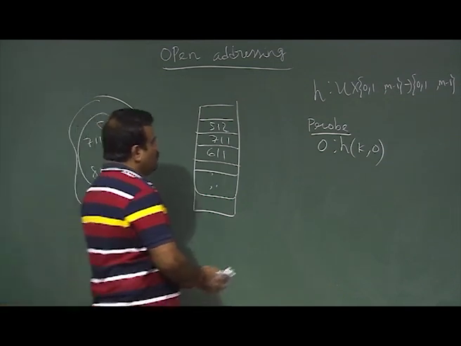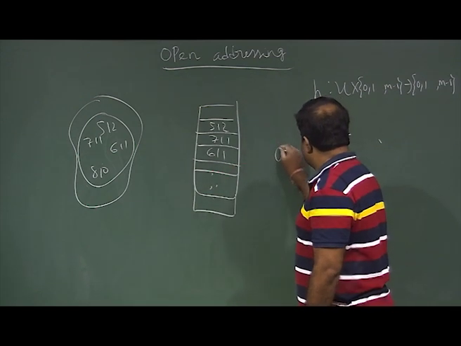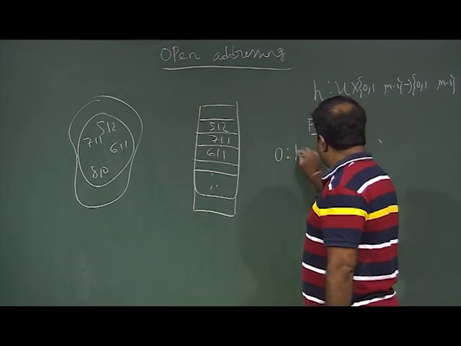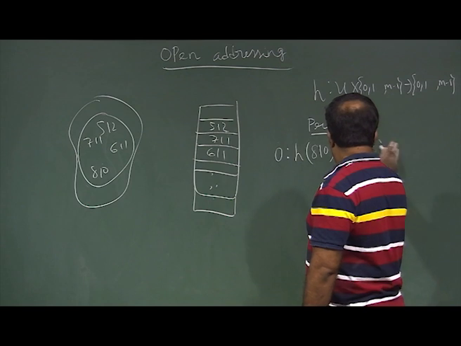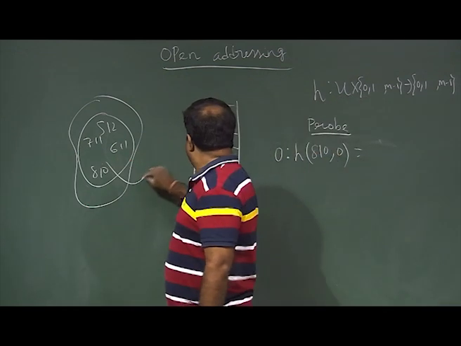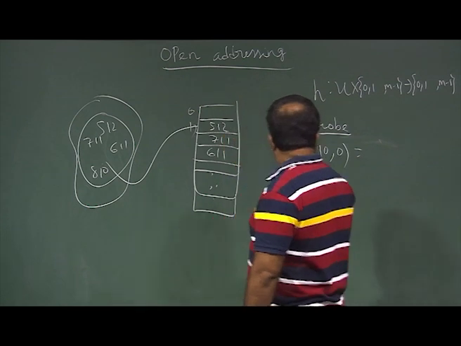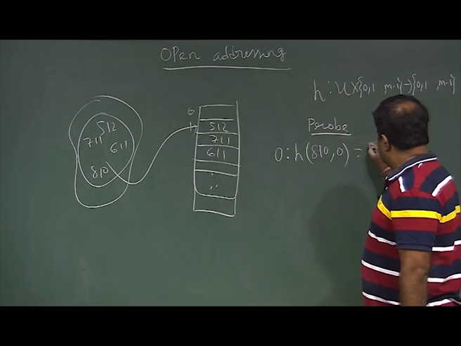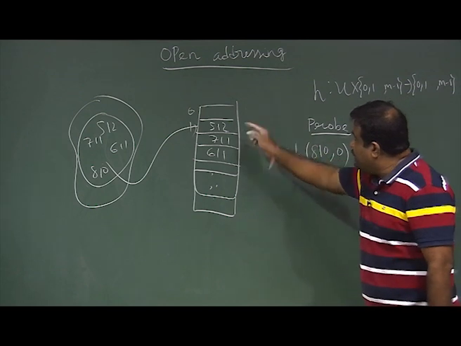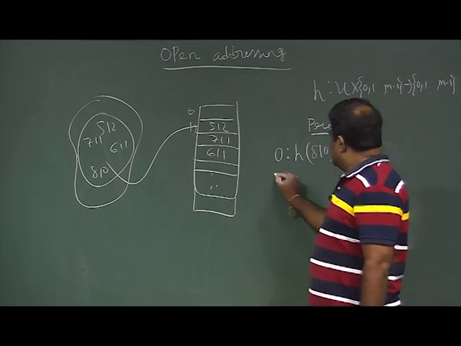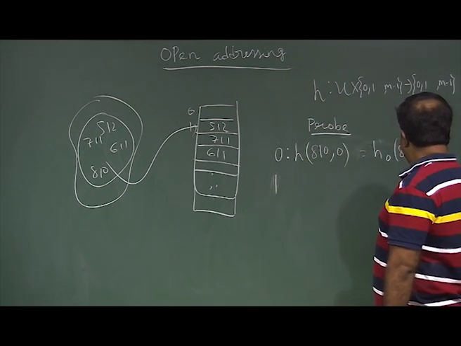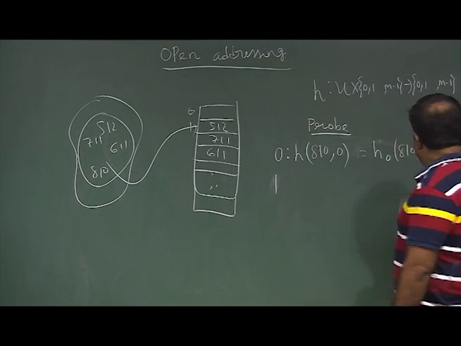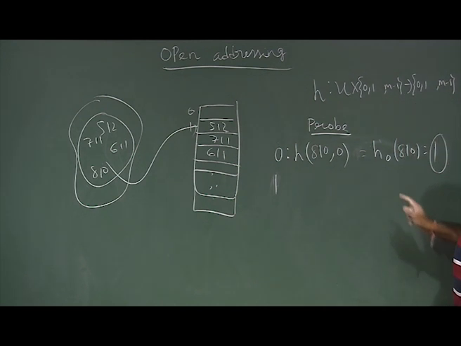So, what do we do? We try for the 0th probe, we apply the hash function on 810. Suppose this is hitting here, say slot 1, which is not an empty slot. So, then we have to go for a next probe. This is the hash function which is giving us the value 1, which is not available, so this is the first or original hash function maybe.